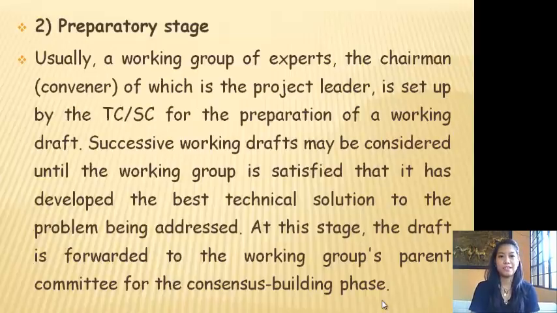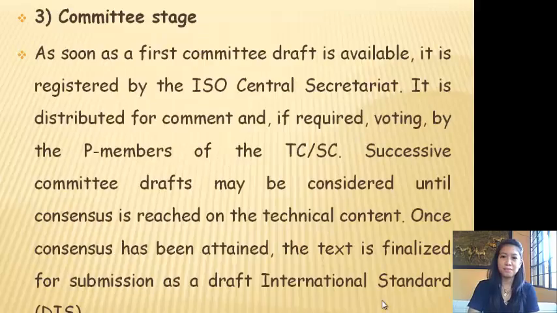Second, preparatory stage. Usually, a working group of experts, the chairman or convener of which is the project leader, is set up by the TC or SC for the preparation of a working draft. Successive working drafts may be considered until the working group is satisfied that it has developed the best technical solution to the problem being addressed. At this stage, the draft is forwarded to the working group's parent committee for the consensus building phase.